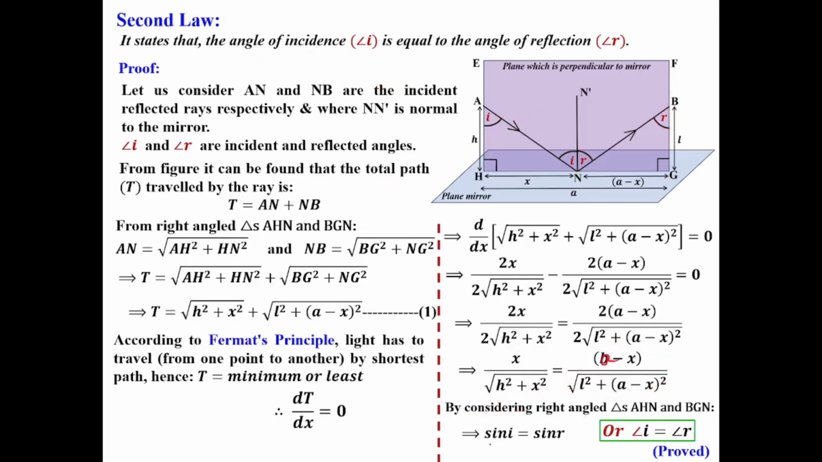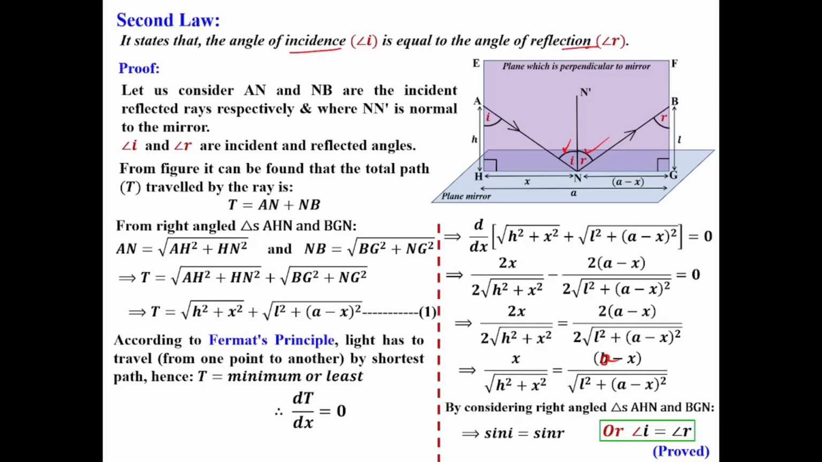So here if sine i equals sine r, that means i equals r. That means this incident angle is equal to the reflected angle. That means the angle of incidence is equal to the angle of reflection.